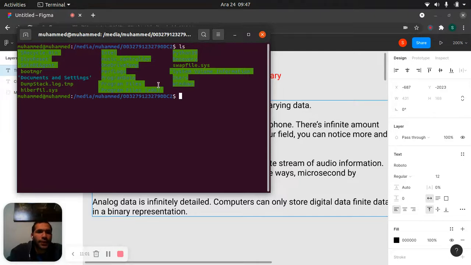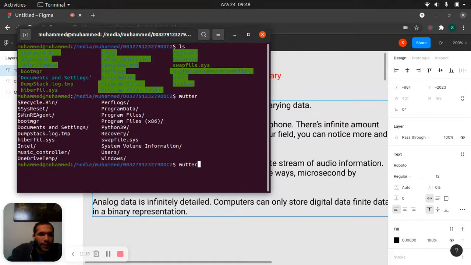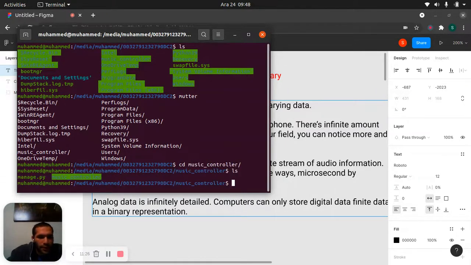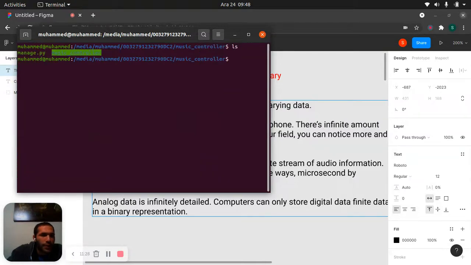I think it's just little lightning. I'm not seeing good information here. Python, some files here. Recycler bin. Anyway, OneDrive, team, music controller, right? You see music controller here. Yeah, maybe you can see from here. Let's say this one, music controller, and go inside it and check it.